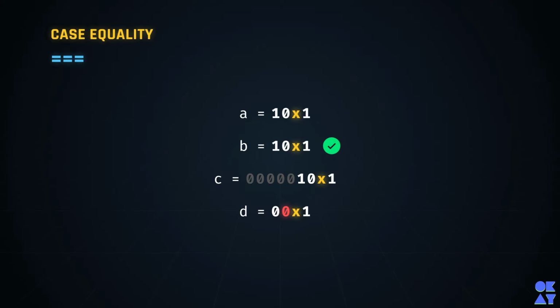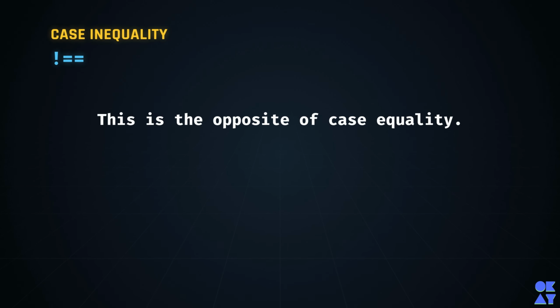Now, A triple equals B returns 1 because all bits match exactly. A triple equals C returns 1 because extra MSB bits are zeros and values match. A triple equals D returns 0 because bits are not matching. Case inequality. Symbol is triple not equals. This is the opposite of case equality. It checks whether two operands are not exactly equal bit by bit.